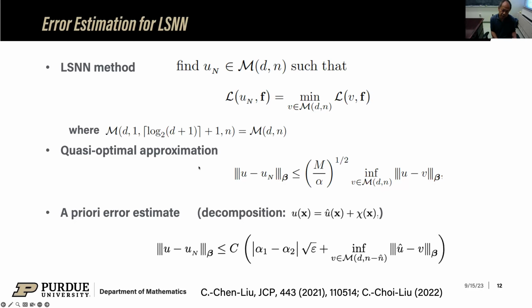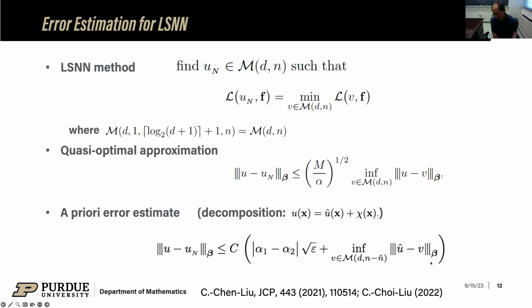The second part is that, because the solution is discontinuous, we can get an a priori estimate by decomposing the true solution into two parts. One part is a smooth part, one part is a discontinuous part. For the discontinuous part, a neural net can approximate extremely well, with accuracy of the square root of epsilon, and epsilon can be any positive number. So essentially, we don't have any issue with the approximation of the discontinuity.